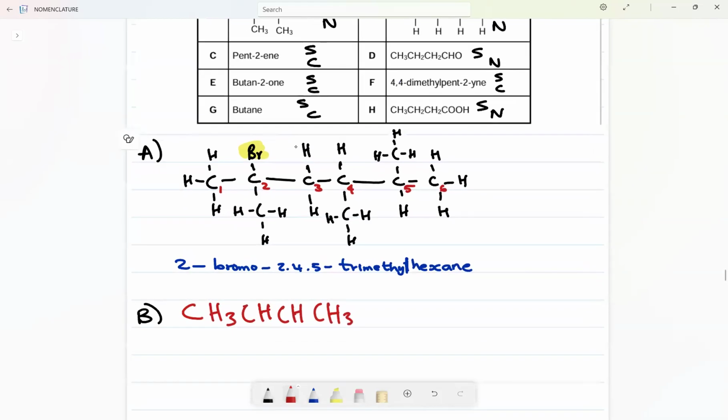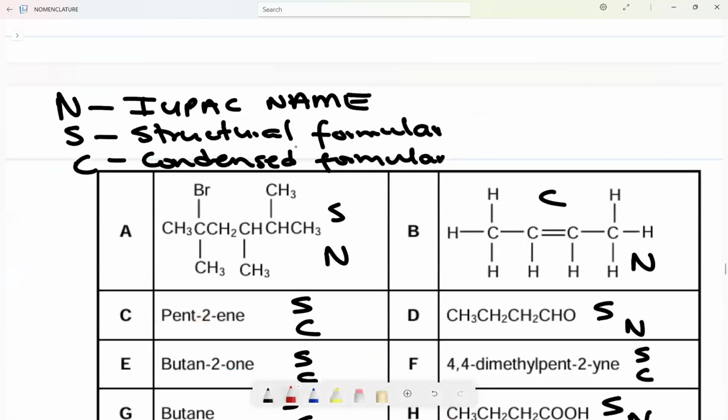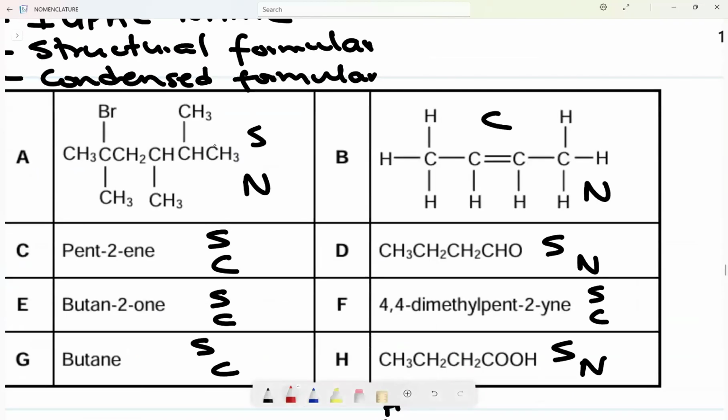Now, what is the name? I start counting from where I get the smallest substituent, or rather, functional group. When I say 1, 2, 3, 4, it's going to be between 2 and 3, so it is 2. When I start counting from the other side, it's 1, 2, 3, 4, and it is between 2 and 3. Can you see it's still the same? It is 2.